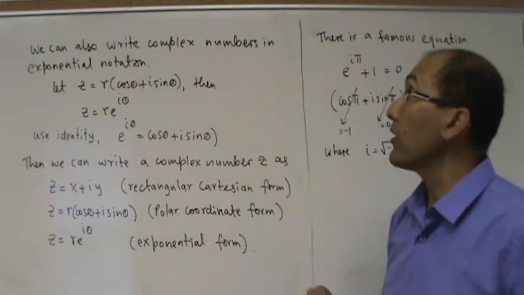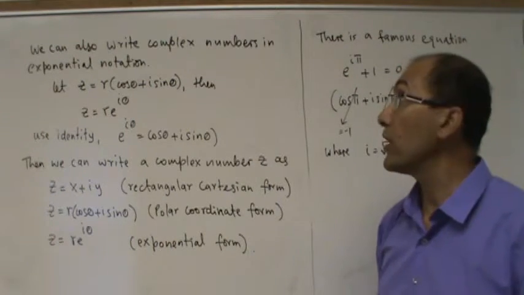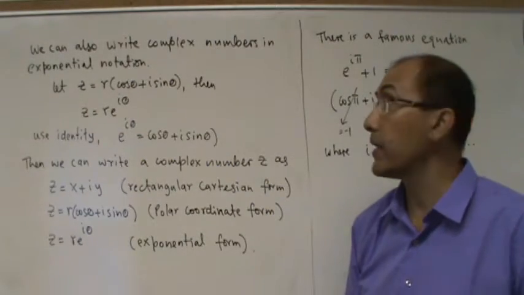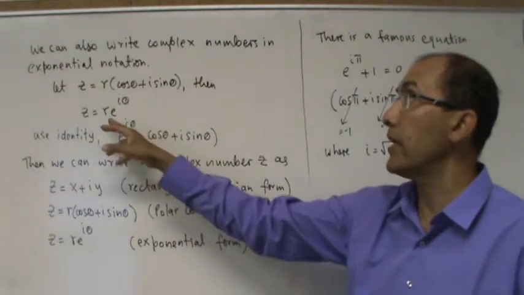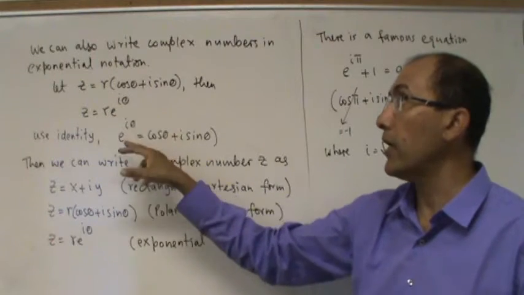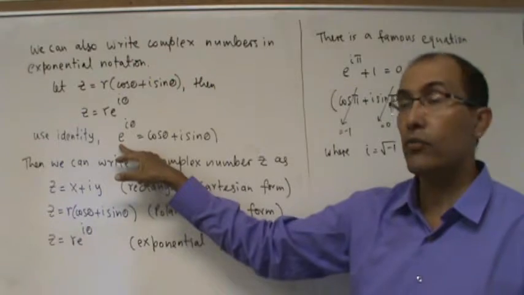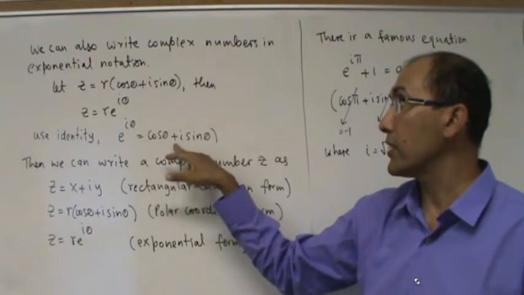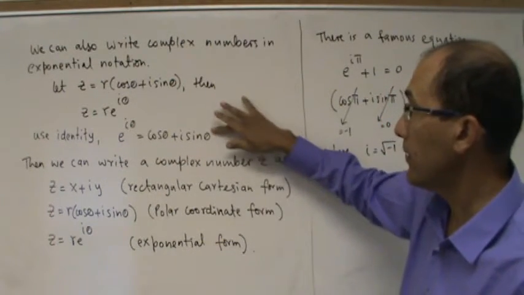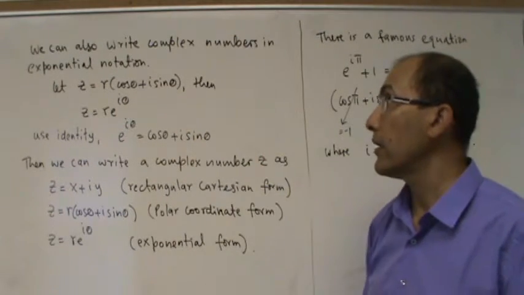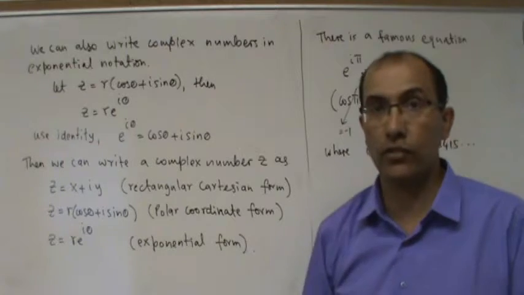We can also write complex numbers in what's called exponential notation. So if z is equal to r times cos theta plus i sin theta, then we can write this as r e to the i theta, and we use this identity. There is an identity, e to the i theta is equal to cos theta plus i sin theta. And you can use this identity to rewrite the complex number in exponential form.